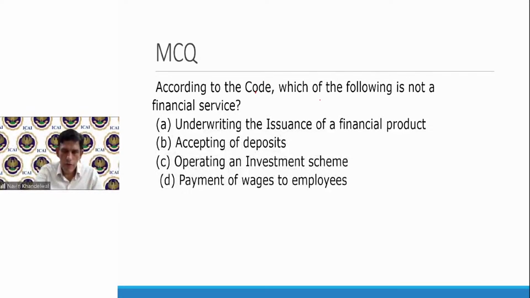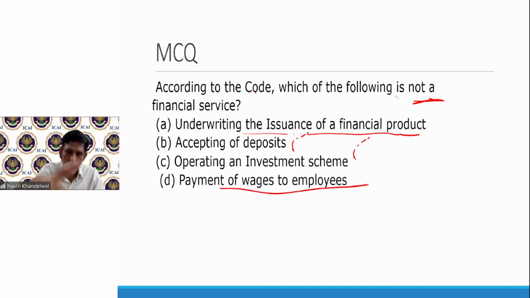According to the code, which of the following is not a financial service? Not a financial service. So obviously, underwriting and issuance of a financial product, it is a financial service. Accepting of deposit, financial service. Operating an investment scheme, financial service. Payment of wages to employees, not a financial service. D.